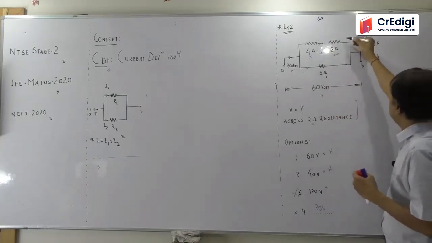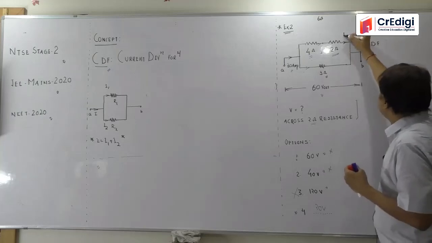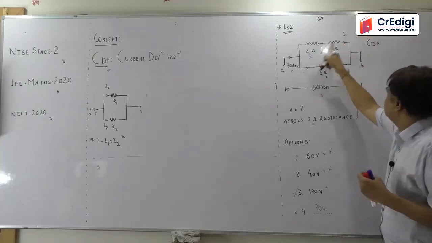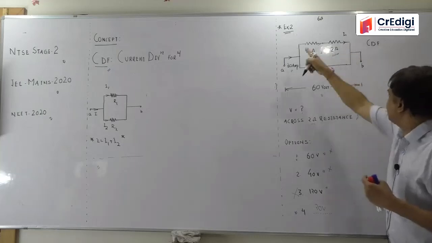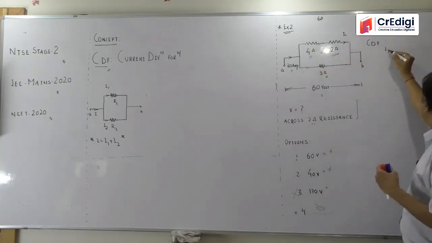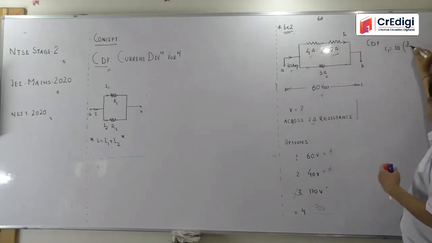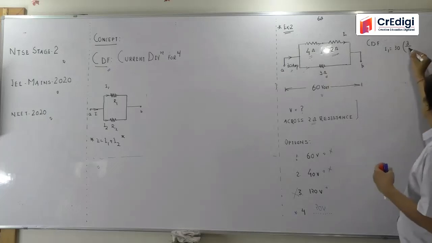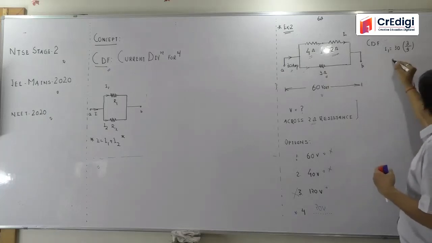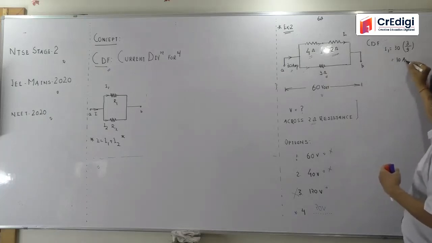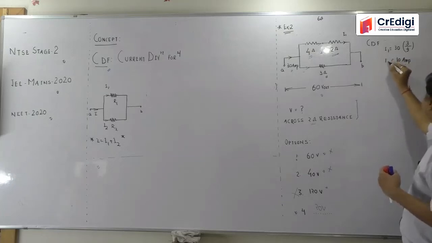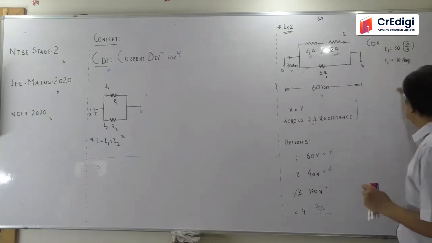So what is going to be the current here? Let it be I1, through 6 ohm. So I1 will be equal to total current I times the other branch resistance, 3, divided by 6 plus 3, that is 9. And you can say that it comes to be 10 amperes of current. Agreed? So I1 is equal to 10 amperes.